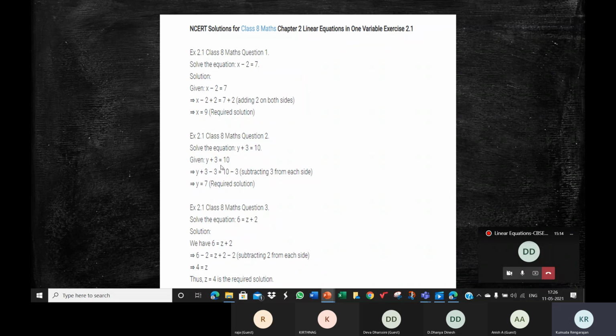So we write the LHS as it is, y plus 3, and since we need to get rid of plus 3, you say minus 3. But you should do that on both the sides. So you write y plus 3 as it is, minus 3 in the LHS and minus 3 in the RHS also. Write 10 as it is, minus 3. So you're subtracting 3 from each side. Now plus 3 minus 3 is 0. So y is equal to 10 minus 3, 7.